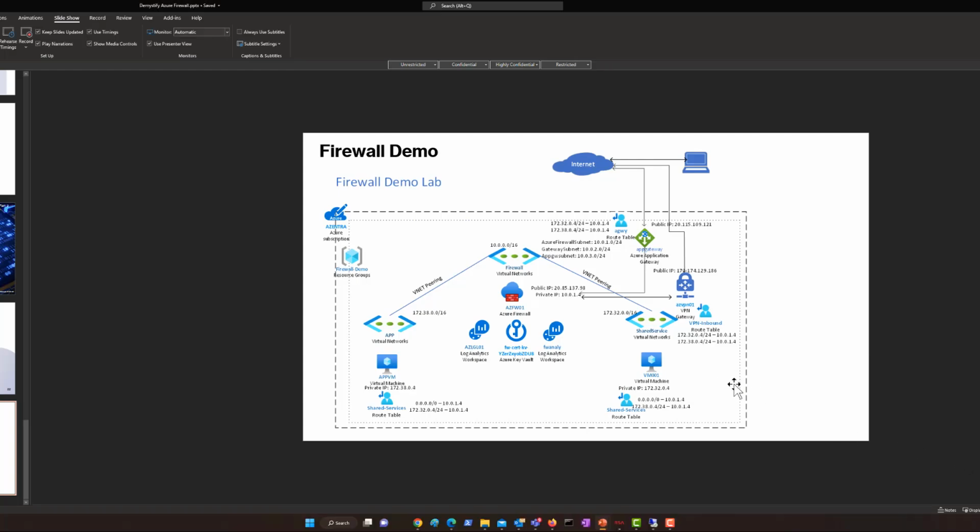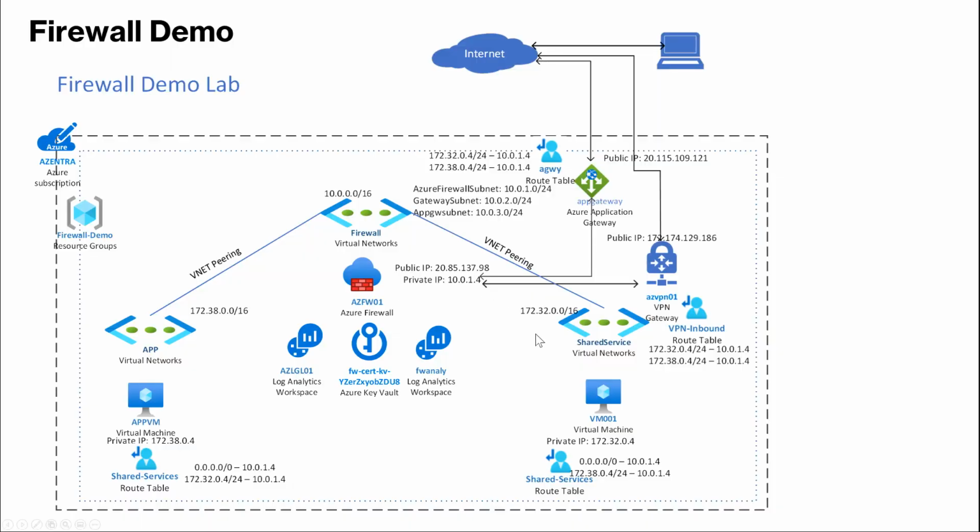So what we do here is that we have a public IP on our firewall. I would send my traffic, either through DNS or directly, to 20.85.137.98, which is my public IP address. And that public IP address could be translated, as a destination network address translation, to this IP 172.32.0.4, on the same port.